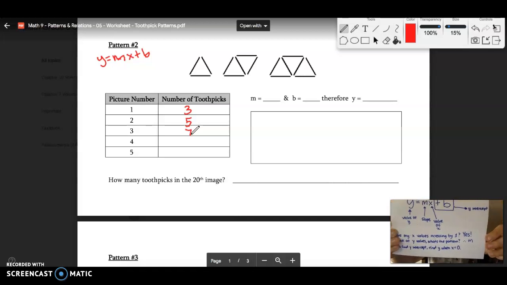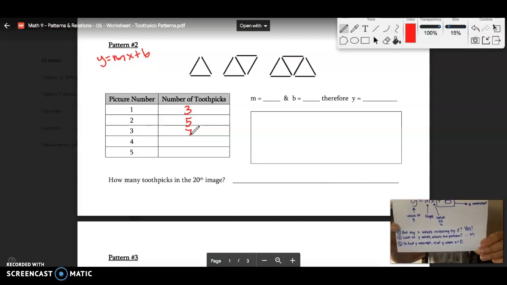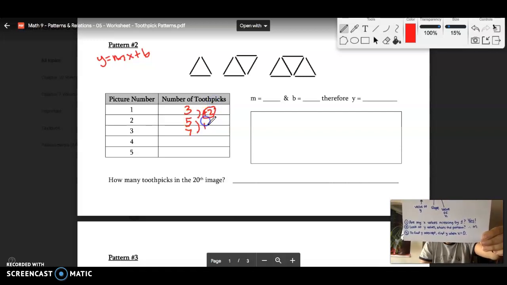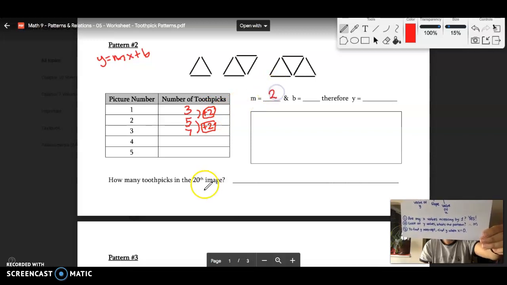So let's ask ourselves the 3 questions. Number 1, are my x values increasing by 1? So let's see. 1, 2, 3, 4, 5. Yes, they're increasing by 1. Now look at the y values. What's the pattern? From 3 to 5, you're going to add 2, isn't it? From 5 to 7, you're going to add 2, right? So because of this, they are consistent. That will be my m value. My m value will be 2, okay?